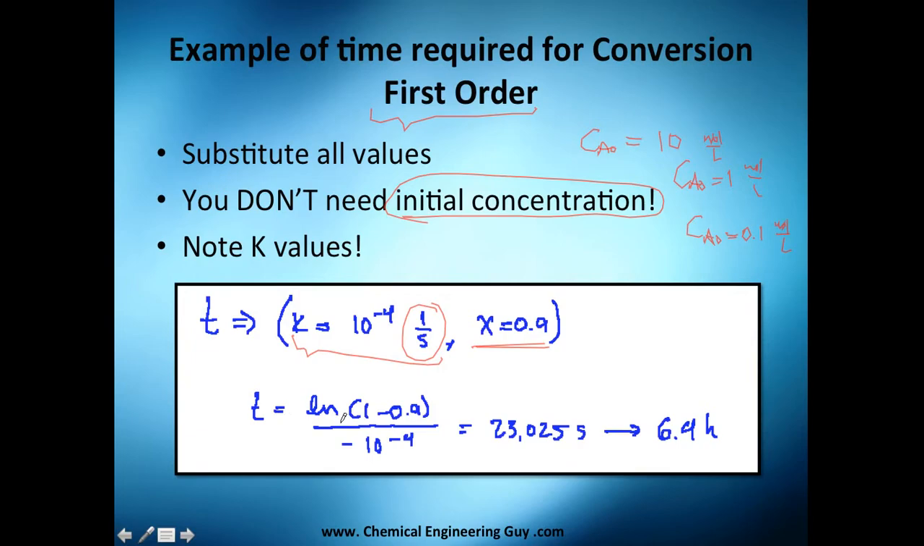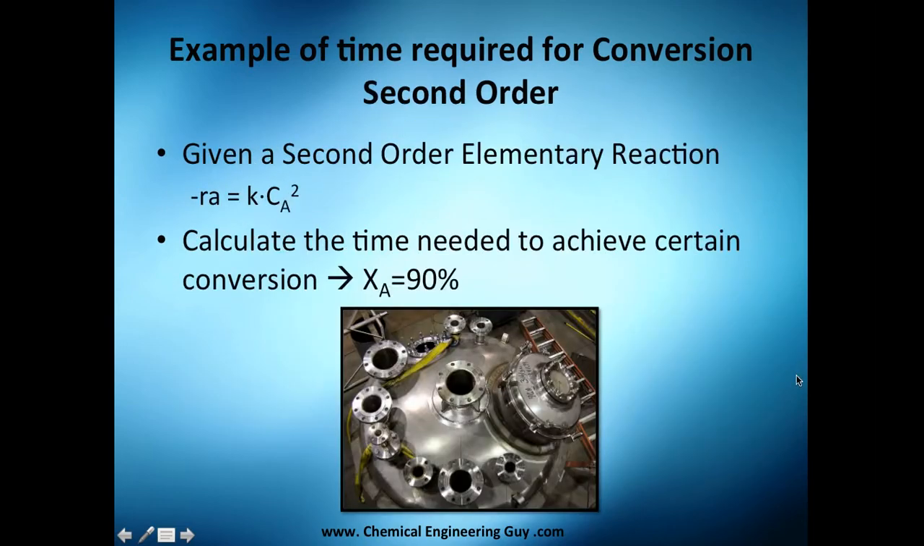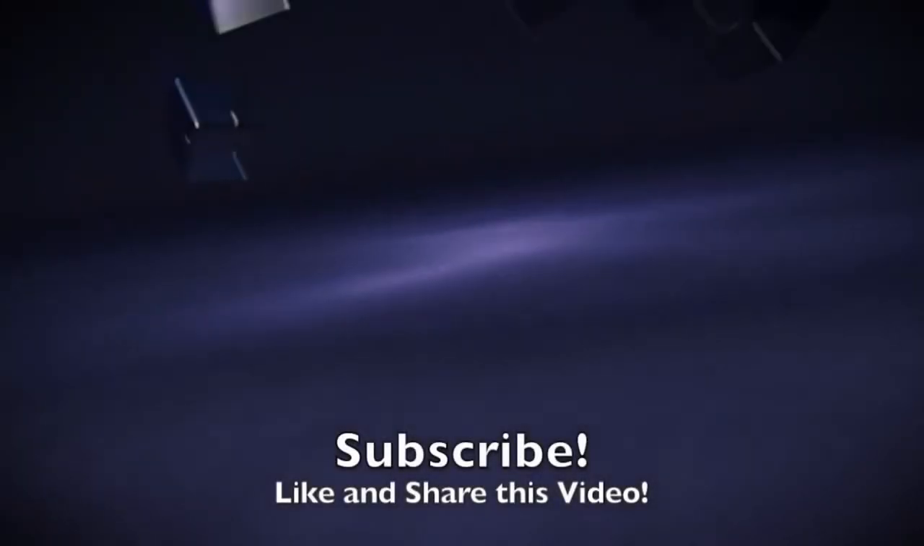So the time needed to achieve that for this special reaction is 23,025 seconds, which if you change to hours, which will be divided by 3600, you get 6.4 hours. So that is our first order reaction with our batch. Next video, we're going to see what happens when we have a second order batch reactor.